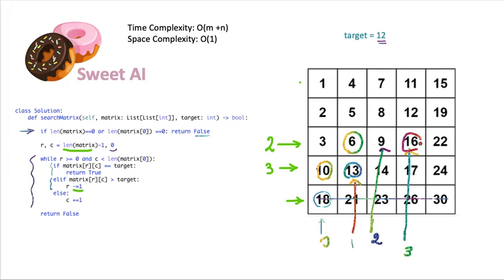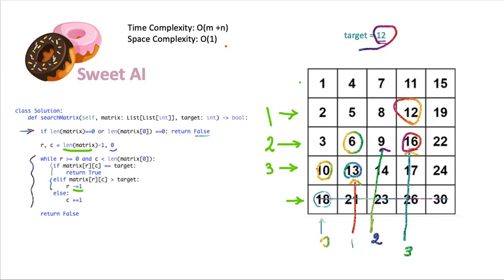We check this value to see if it is bigger. Yes, it is bigger. So what we're going to do is decrease the row value, so now it's going to be 1. And now we are going to check at row 1 and column 3, which is 12, and that's the number that we were looking for. So it's equal to target, and we are going to return true.